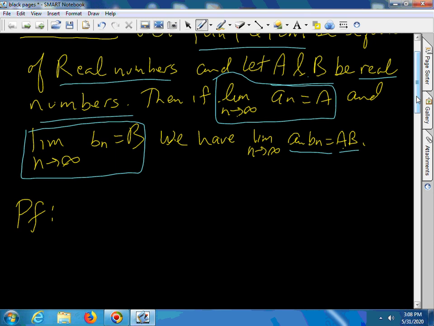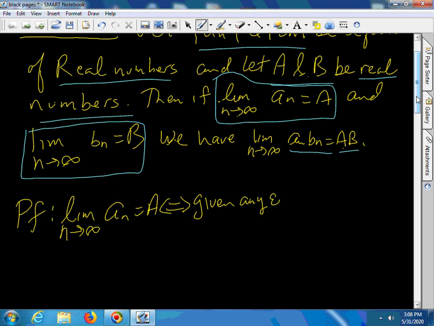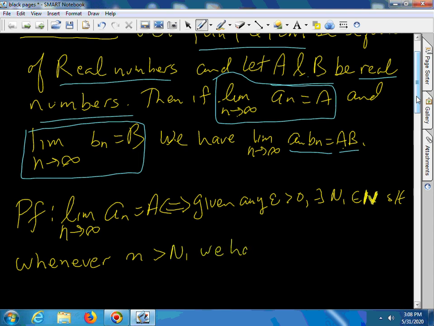We're going to use the definition of the limit as n goes to infinity of a sub n equals A. That's the same statement as: given any epsilon greater than 0, there exists an n sub 1, which lies in the natural numbers, such that whenever little n is bigger than n1, we have that the absolute value of a sub n minus A is small. The absolute value is less than epsilon.